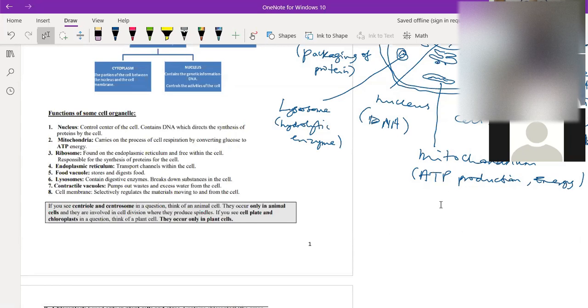Any questions so far on the animal and the plant cell? This is a quick overview of it. Any questions? So far, so good?